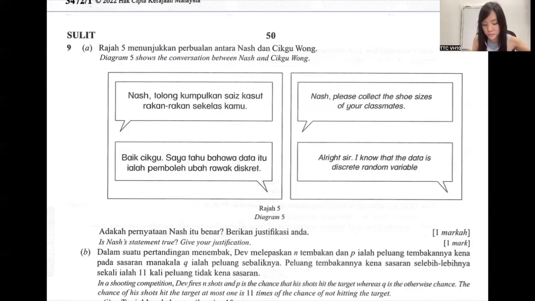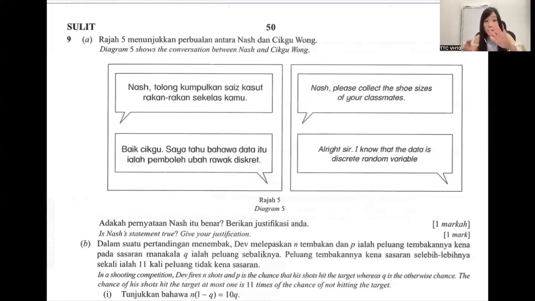Okay, A, they say, diagram 5 shows the conversation between Nash and Jack Wong. I read the English version. Nash, please collect the shoe size of your classmate. All right, sir. I know that the data is discrete random variables. I always laugh at this. Who would talk like that, right? So my dear, is Nash statement true? Give your justification. 1 mark, okay?